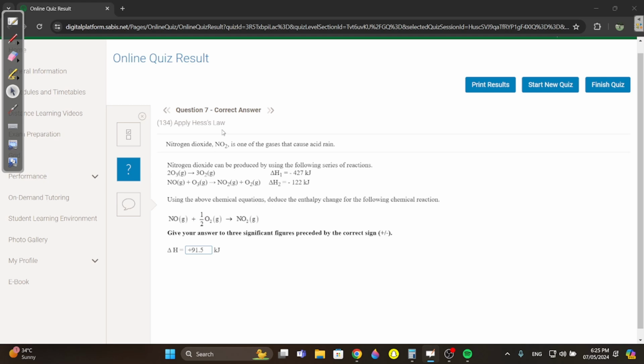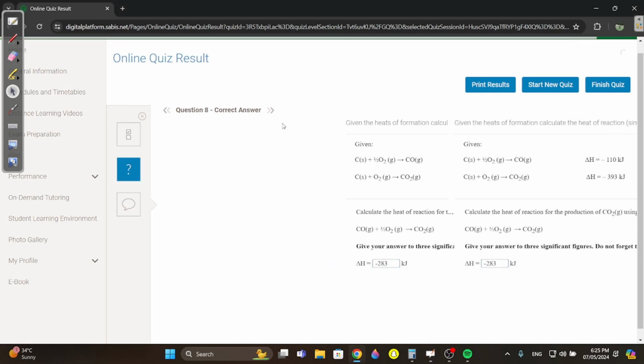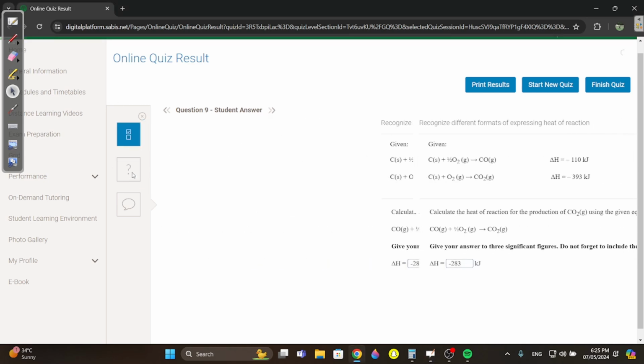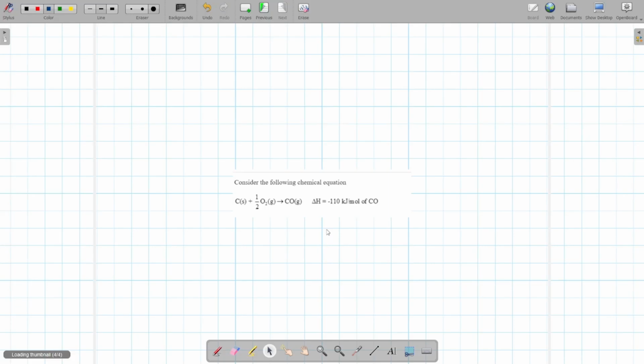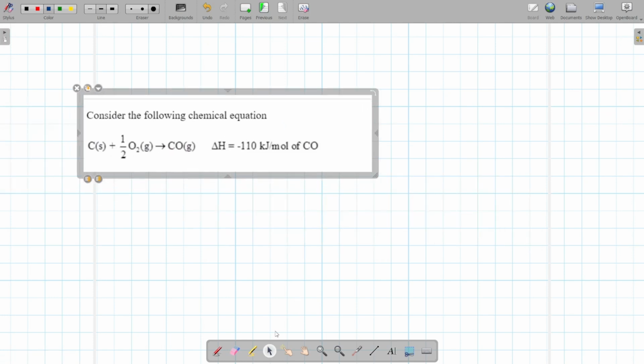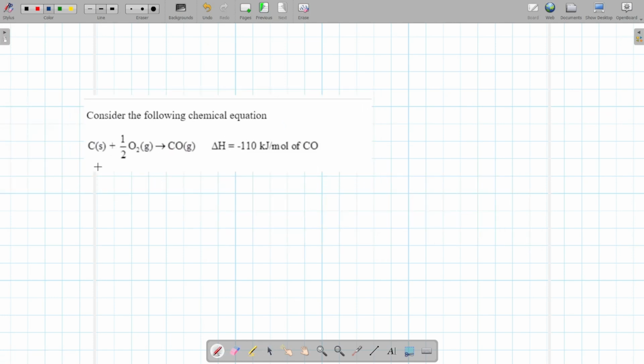It might be a bit confusing, this question, but please just bear with me. Once you practice, you'll get the hang of it. Okay, rewrite. This is very easy. Rewrite the equation expressing the coefficients as the smallest whole numbers. The only tricky part might be the energy part. They want whole numbers, and obviously it's not in whole numbers. We have the half. How would you get rid of the half?